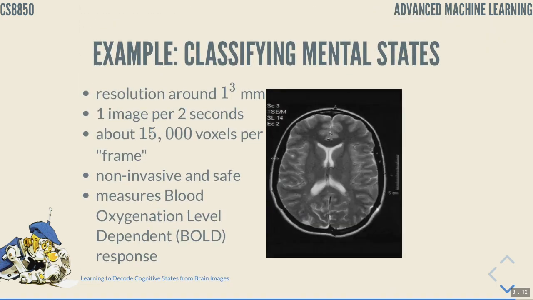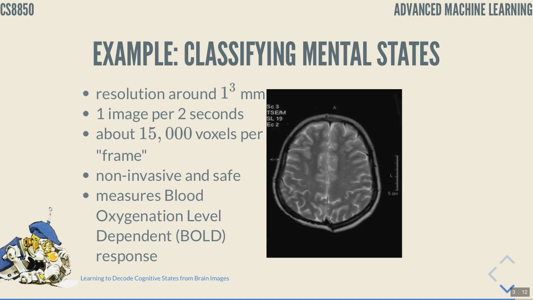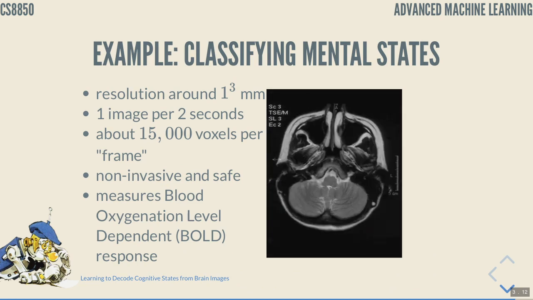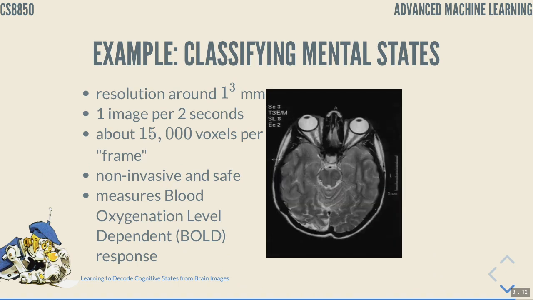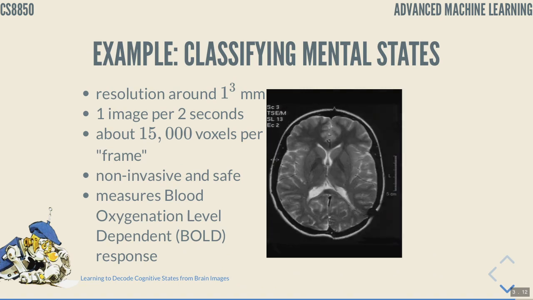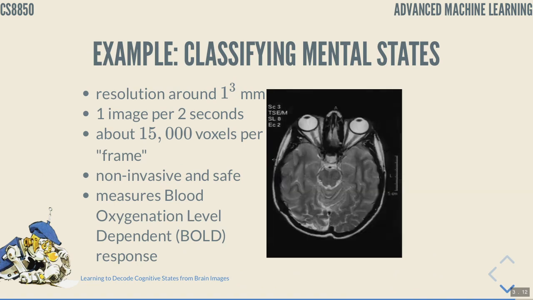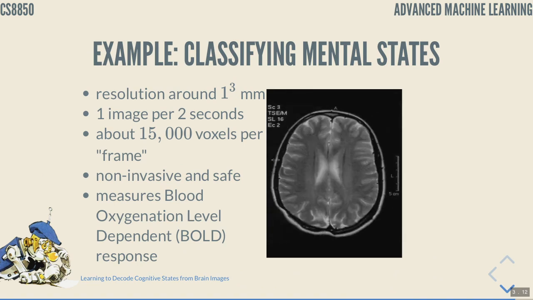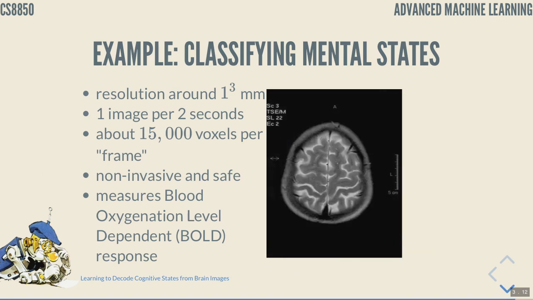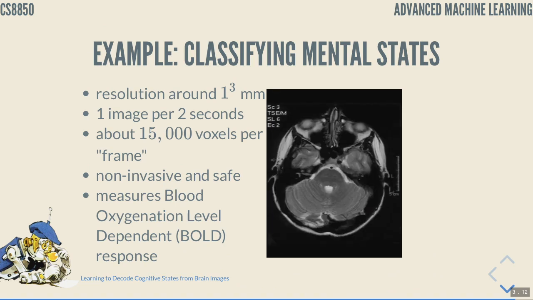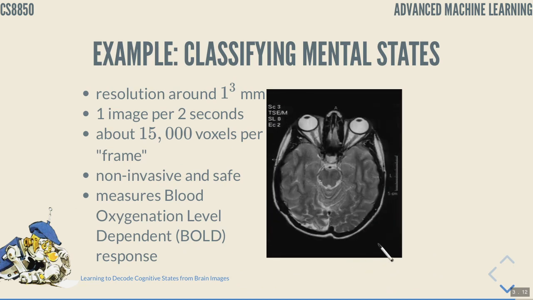Okay, but what do we do with more complex data? Let's classify mental states. Also possible with this simple maximum a posteriori assumption and conditional independence. So let's take a brain with resolution around a cubic millimeter, one image per 2 seconds, about 15,000 voxels per frame. A voxel is a three-dimensional pixel, containing gray values, same as the images here. It is non-invasive, safe, and measures the blood oxygenation level dependent response, hemoglobin concentration. You can think about it that way.